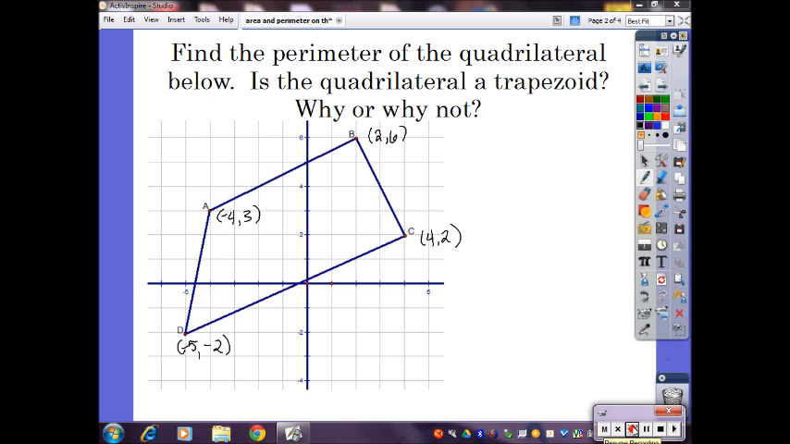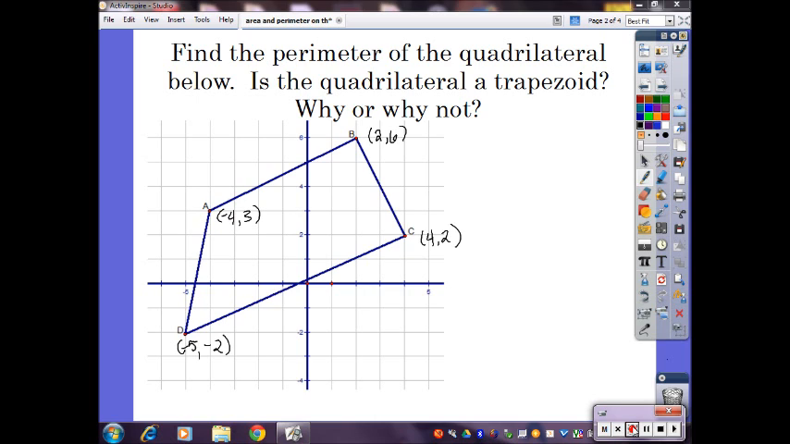In this problem, we are being asked to find the perimeter of the quadrilateral below, and then to determine if the quadrilateral is a trapezoid and support our answer. Answer why or why not. So what we have here is a quadrilateral in the coordinate plane, and in order to find perimeter, I have to add up the length of all the sides.